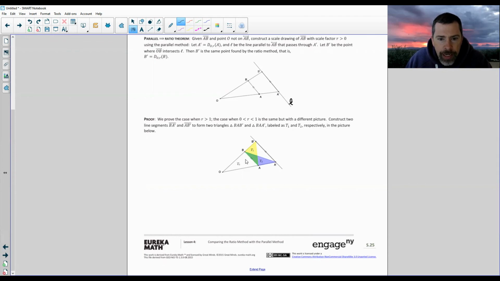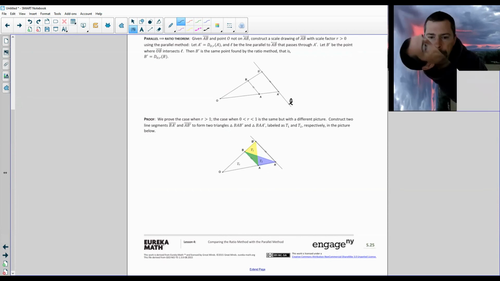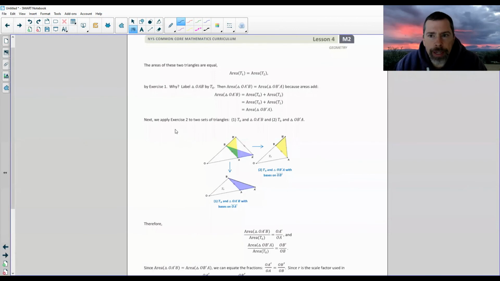Okay, and A B prime, so that'd be from here up to here, forming the yellow triangle, and the yellow and the purple make this green intersection. To form two triangles, B A B prime, and B A prime, the purple triangle. So this one's purple and this one's the yellow one, labeled as T1 and T2, respectively in the picture below. So there's the picture. Okay, so we're continuing this proof on page 3.